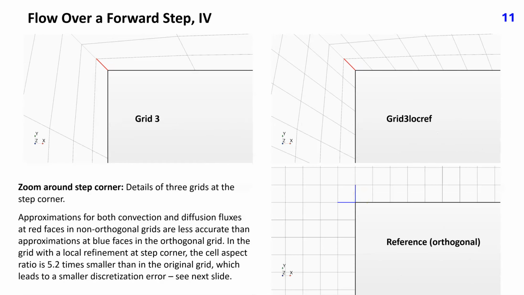These plots show details of 3 grids at the step corner: grid 3, grid 3 with local refinement at the step edge, and the reference Cartesian grid. Approximations for both convection and diffusion fluxes at red faces in non-orthogonal grids are less accurate than approximations at blue faces in the Cartesian grid. In the grid with a local refinement at step corner, the cell aspect ratio is 5.2 times smaller than in the original grid, which leads to a smaller discretization error. This will be shown on the next slide.